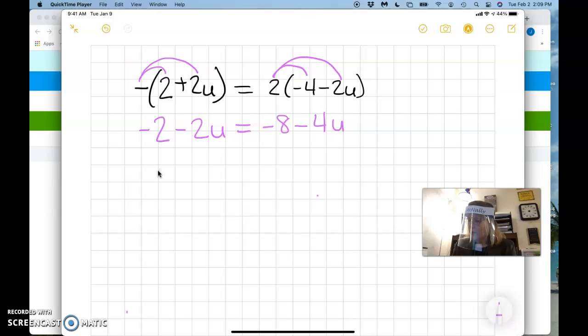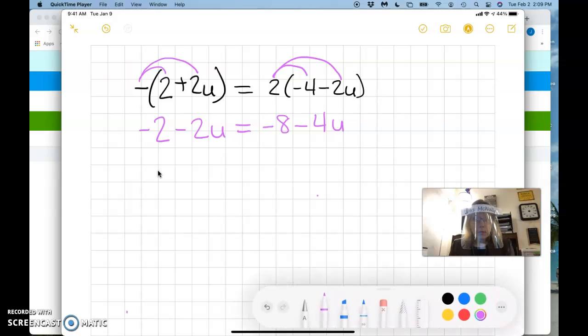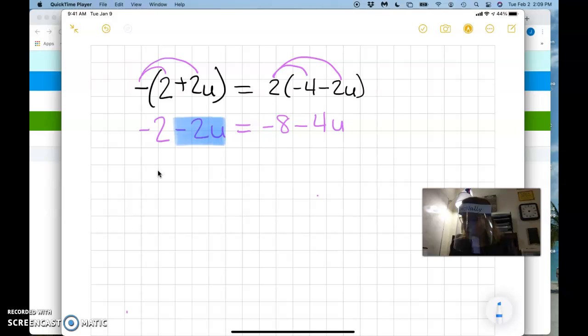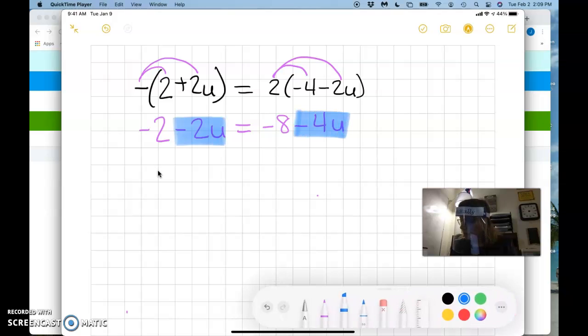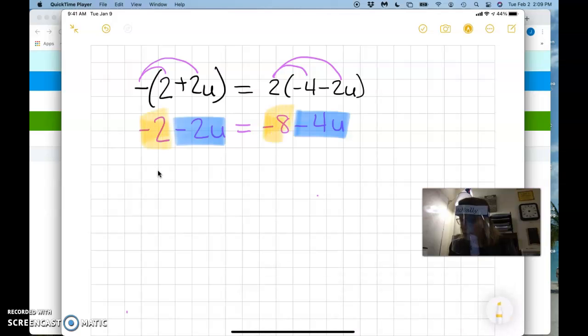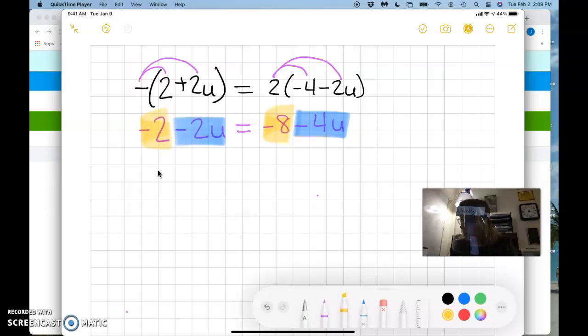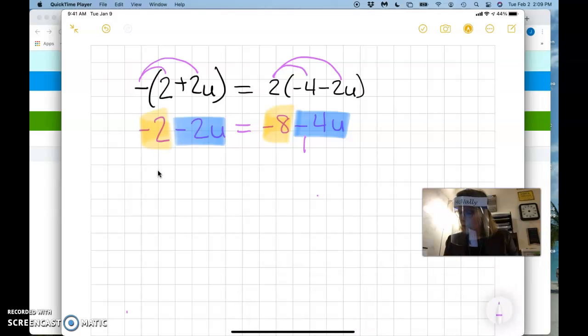Now, I've got to get my variables on one side and my numbers on the other. So here's what I need to do. I need to see what I have. I have a variable here and a variable here. Then I have a number here and a number here. So somehow I've got to get the variables to go to one side, the numbers to go to the other. So let me move the variables first. I'm going to move this 4u to this side.